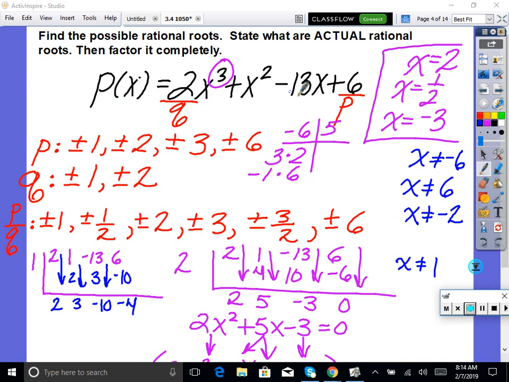Forgot, because it did say, and then factor it completely. I think you get it now, don't you? How to work backwards now to write it in factored form. We would have an x minus 2, a 2x minus 1, and an x plus 3. And that would be the factored form of this.